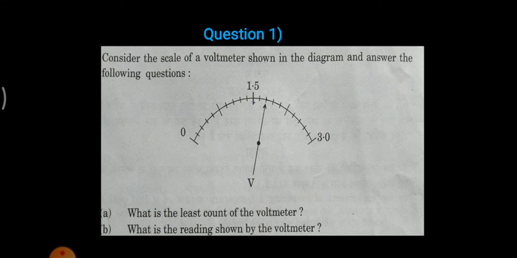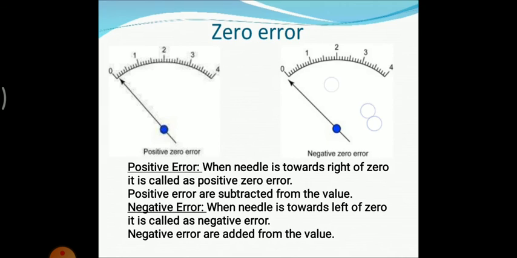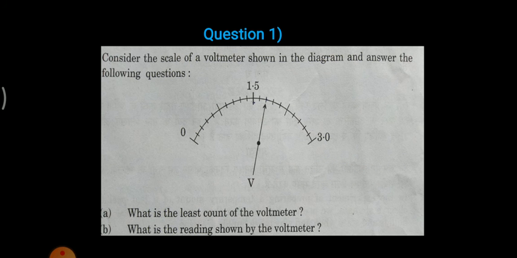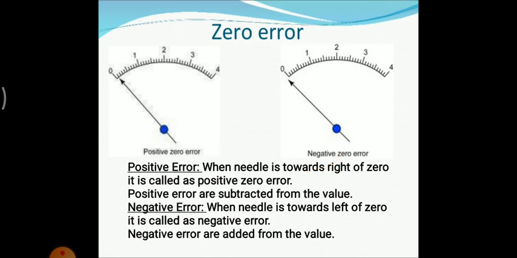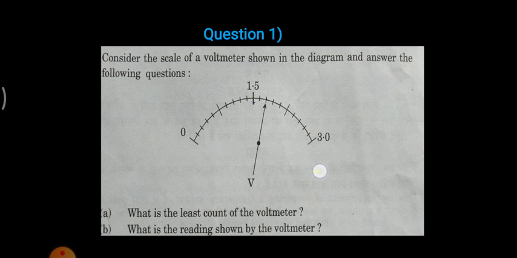Now, certain questions are there. This question has been asked in your board exam. Consider the scale of a voltmeter shown in the diagram and answer the following questions. The voltmeter needle is exactly over here. Whatever I have told, I won't be telling any answer for this question. You have to solve and answer it. In this voltmeter, you have to find out the least count of this voltmeter and the reading shown by the voltmeter.